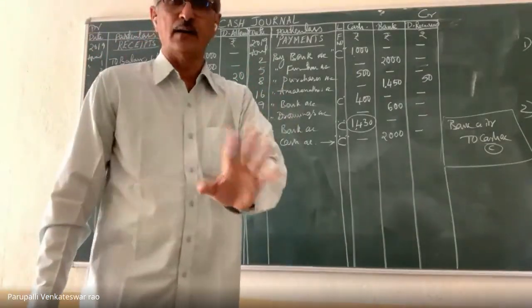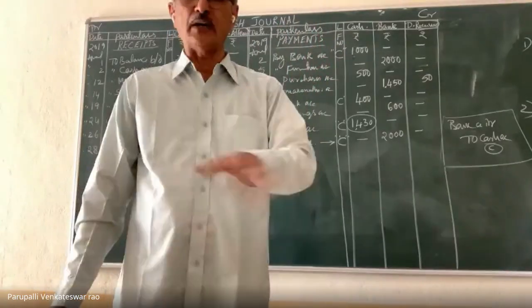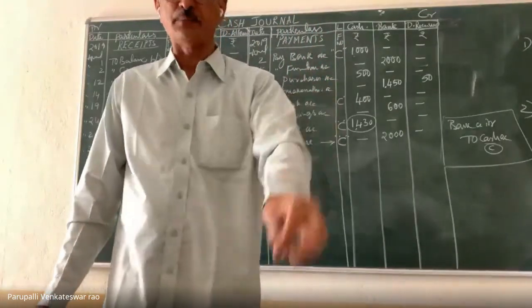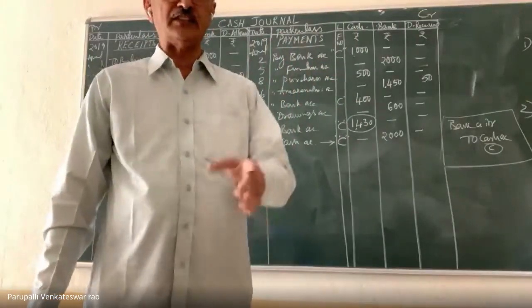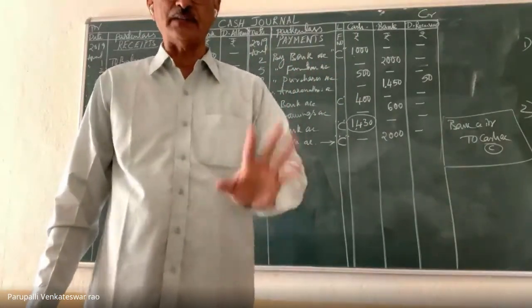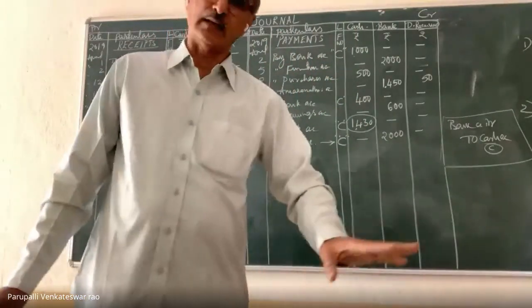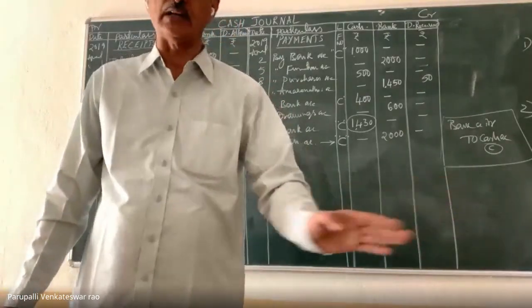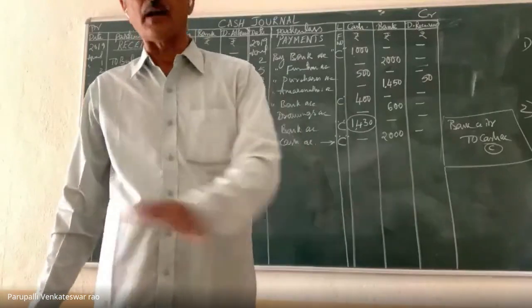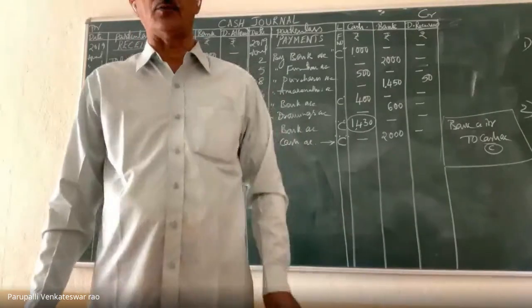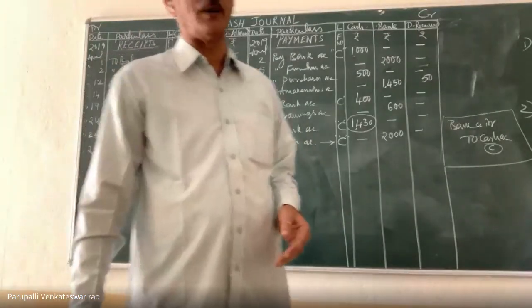There is nothing more than this. All three contra entries which come in the cash book happened in problem number 4 itself. If this problem is understood, the remaining triple column cash book problems you can prepare, complete all problems in a day or two. Tomorrow is Sunday. You can work out all problems tomorrow.